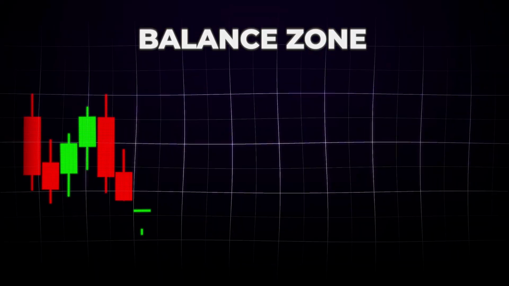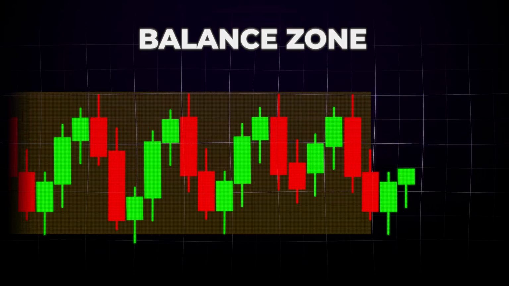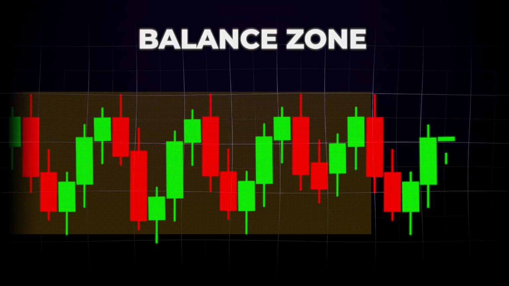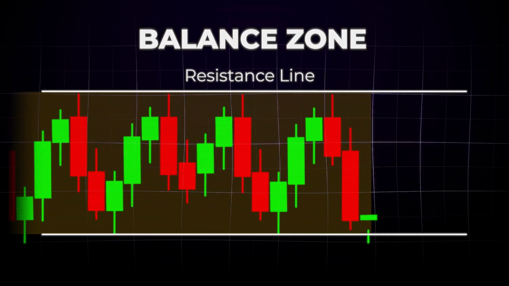This range is known as the balance zone. In the balance zone, the market is in equilibrium. Buyers and sellers are roughly equal in strength and price can decide which way to move. It's like a tug of war where neither side is able to win. The balance zone has 2 boundaries. The upper boundary is called resistance and the lower boundary is called support.